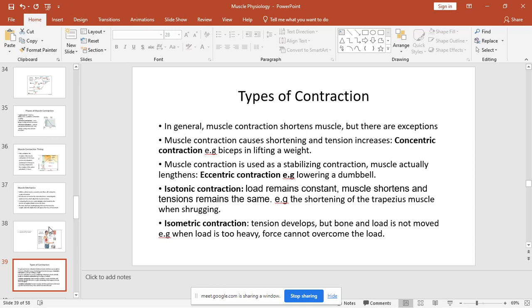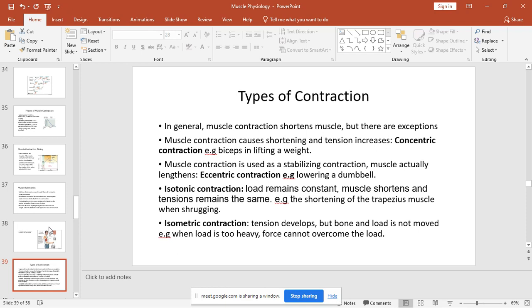You also have what is known as isotonic contraction. By the way, the prefix iso means same. So if they say isotonic, it means same tone, meaning that the tone is not changing. What happens in isotonic contraction is that when the load remains constant, the muscle shortens, but the tension remains the same. An example is when you're shrugging your shoulders. We know that the muscle responsible for that is your trapezius.